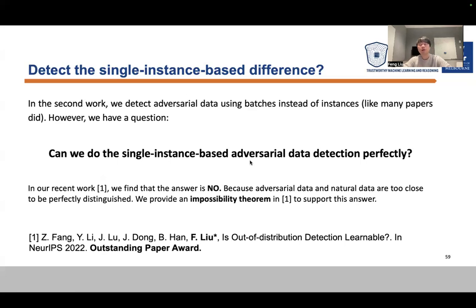This answer also tells us that if we really want to ensure our system is adversarially robust or safe, it's always good to do detection batch-wise, because the distribution discrepancy between adversarial data and natural data is very clear. As long as we have a powerful two-sample testing method or statistical testing method, we can say this batch contains some adversarial data, and it has a very nice theoretical guarantee.